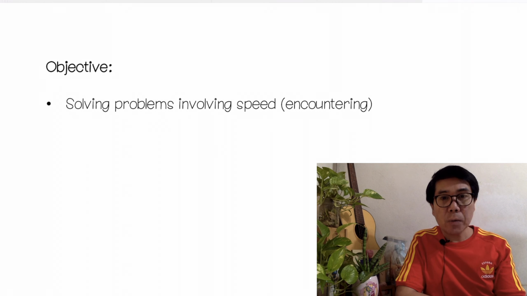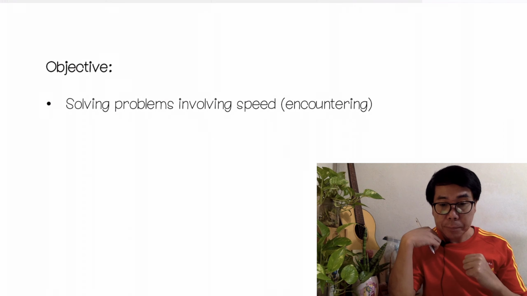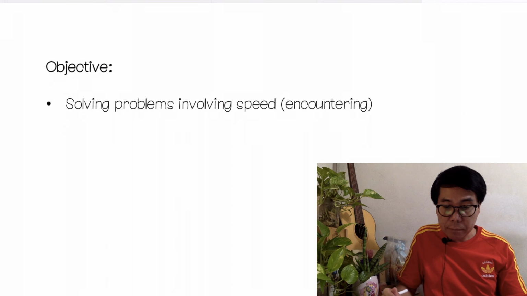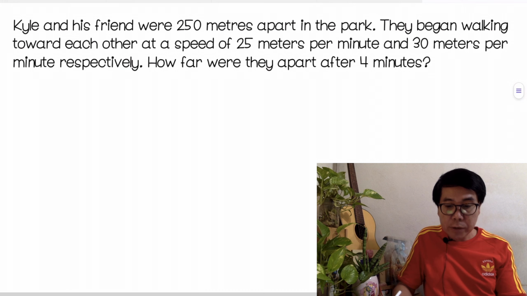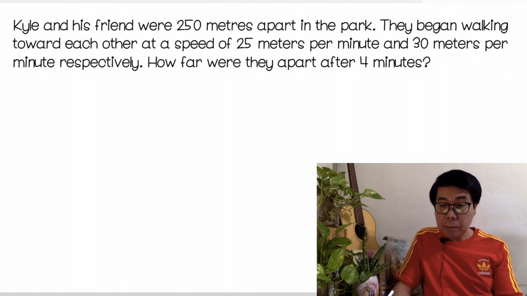In this video, we're going to solve problems involving speed, encountering or meeting. For the first problem, Kyle and his friend were 200 meters apart in the park. They began walking towards each other at a speed of 25 meters per minute and 30 meters per minute respectively. How far were they apart after 4 minutes?